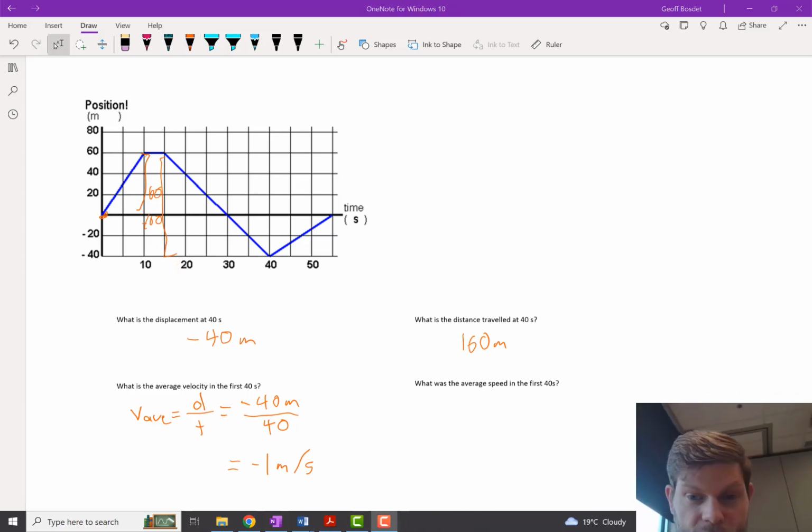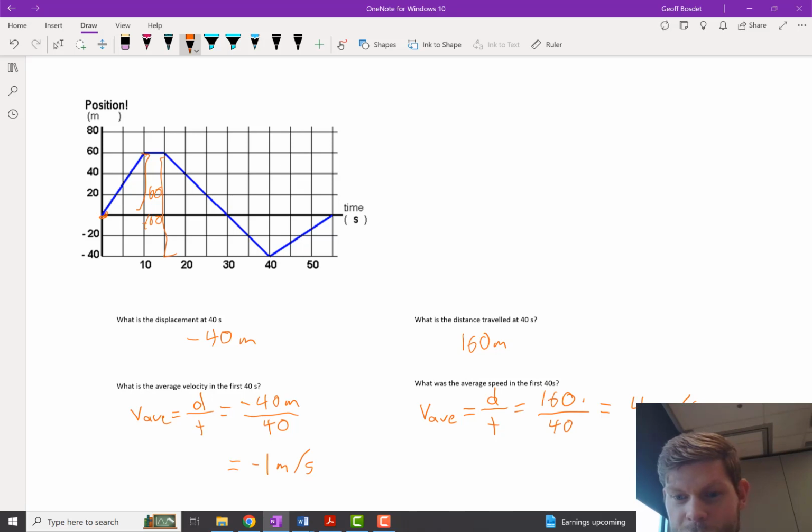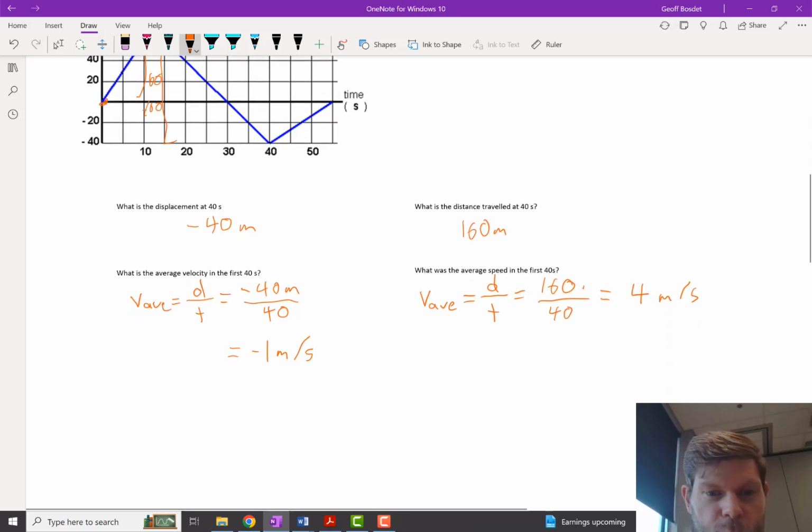Now, average speed is nice and easy. It's the same formula as average velocity, except instead of average velocity, this is average speed, and instead of displacement up top, it's distance. So the only difference in this case is we put 160 meters in for our distance, and our time is still the same. It still took 40 seconds. And notice a very different value. We were going on average 4 meters per second the whole time. And that's it for position.